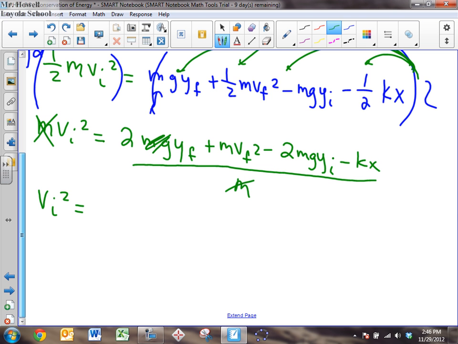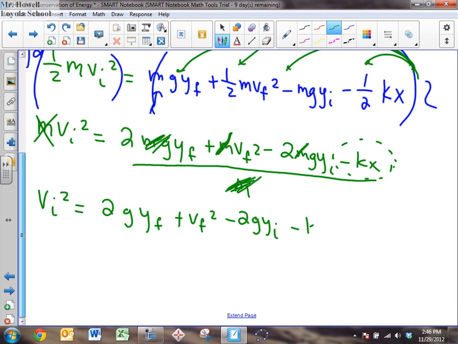So vi squared equals, now the m and the m cancel here. I'm canceling the m, not the g. Cancel this m with this m. Cancel this m with this m, but there's no m here to cancel. So you still need an m in the denominator for that part. So it becomes 2gyf plus vf squared minus 2gyi minus kx over m. Notice the m is gone except for the kx there, because all these m's dropped off from this m right here, but there was no m in the kx, so we need to include it in the denominator.